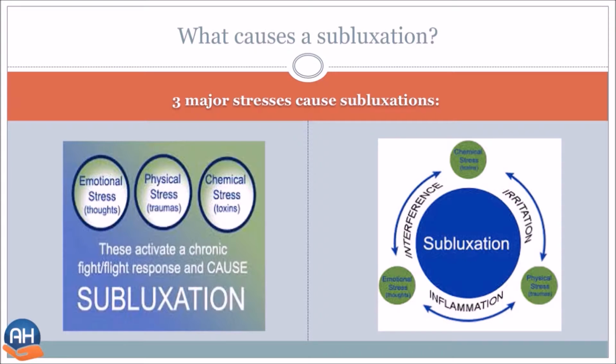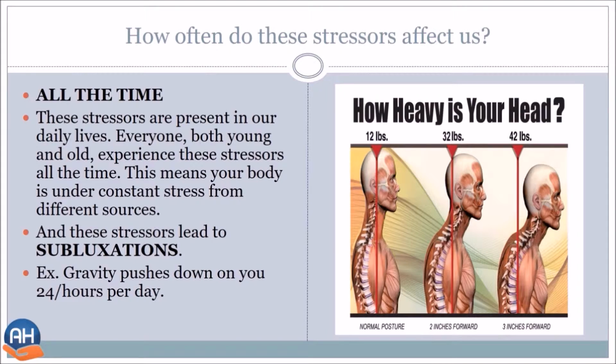What causes a subluxation can be broken into three categories, more likely three major stressors that cause subluxations. They are emotional stress, physical stress, and chemical stress. You're bombarded by these stressors all the time, so that they are constantly causing different bones to go out of place, different nerve agitations, and on top of that, all of these stressors are present 100% of the time.